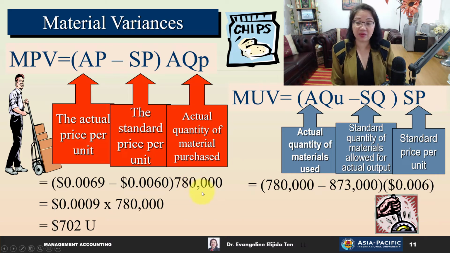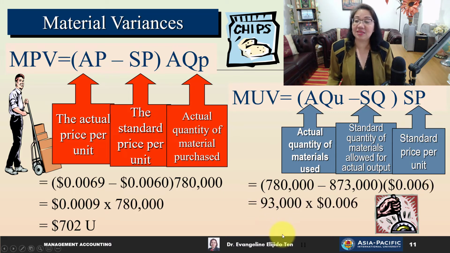If the company purchased 800,000 grams but they only used 780,000 grams, then in the calculation of the material price variance, it's the actual quantity purchased, the 800,000 units, all right? But in the calculation of material usage variance, it is always the actual quantity used, all right? So here we have 780,000 minus the standard quantity of 873,000 grams. We've calculated that earlier, multiplied by the standard price of 0.006, which will give us the material usage variance of $558. And remember, it is favorable because the standard quantity is greater than the actual quantity.